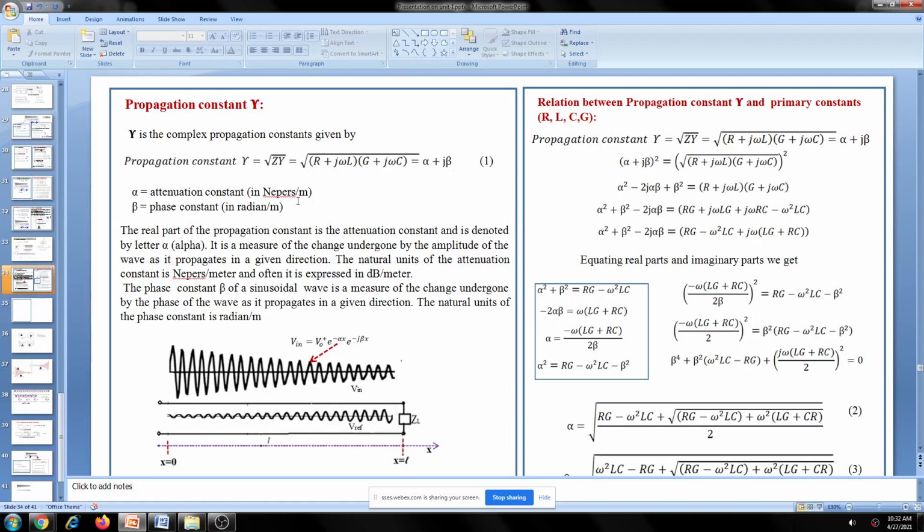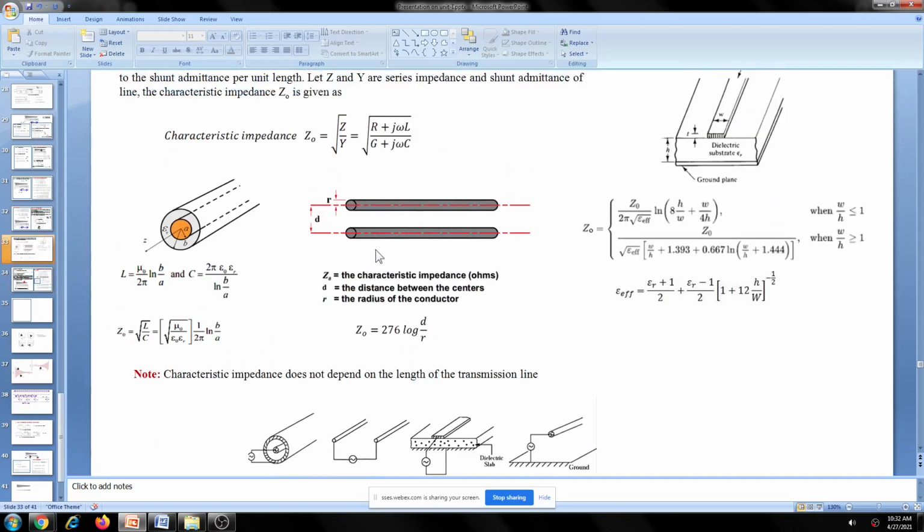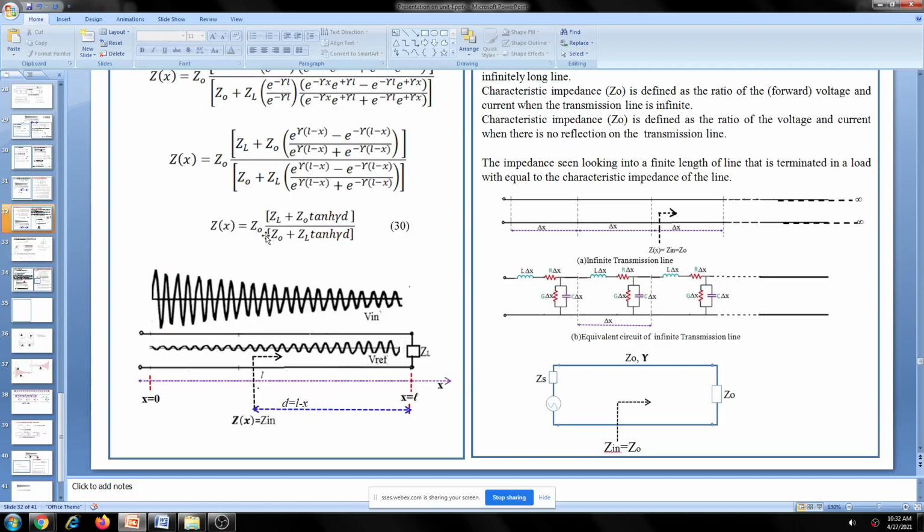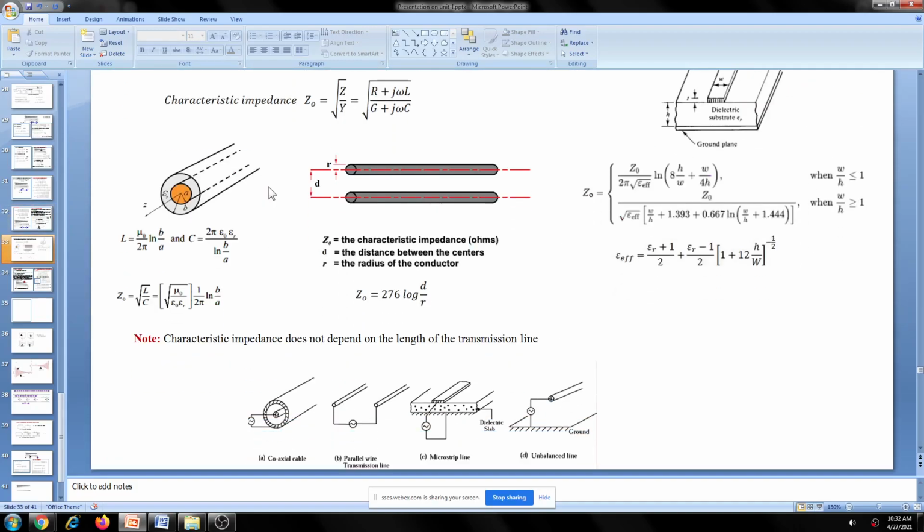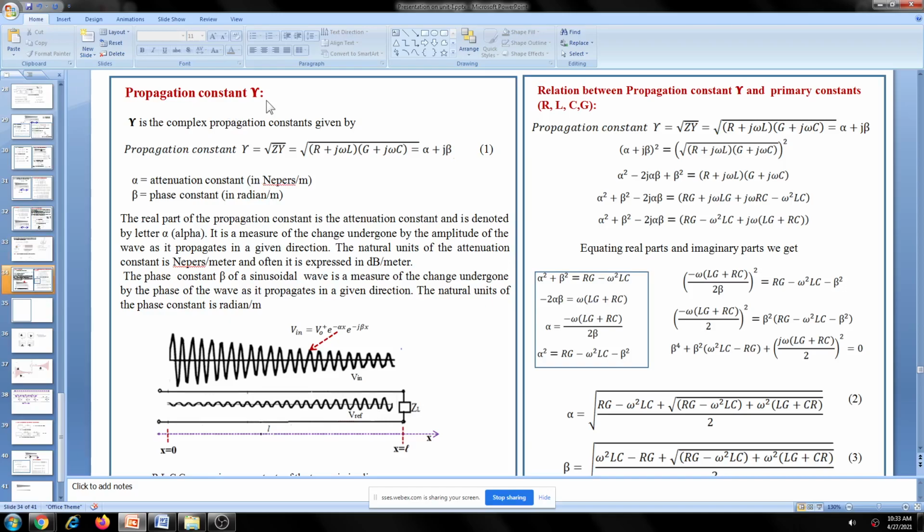Okay. So, propagation constant, the next term, is a secondary constant of a transmission line. Propagation constant gamma and characteristic impedance Z0: see here, Z0 is the characteristic impedance, and gamma is the propagation constant. They are called the secondary constants of the transmission line. R, L, C, G are called the primary constants of the transmission line. They depend upon the transmission line and are expressed per unit length.